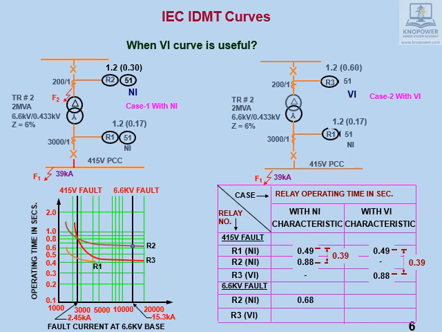Now shift the fault to HT side of transformer. 6.6 kV fault line is shown on the right in the graph. The operating time of R2 with NI characteristic is 0.68 second. The operating time of R3 with VI characteristic is 0.43 second. This is 0.25 second less than for R2 with NI characteristic.